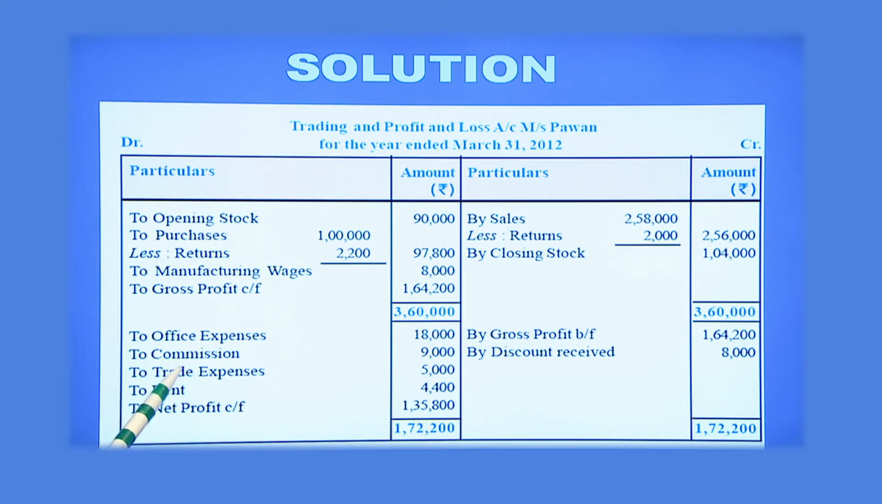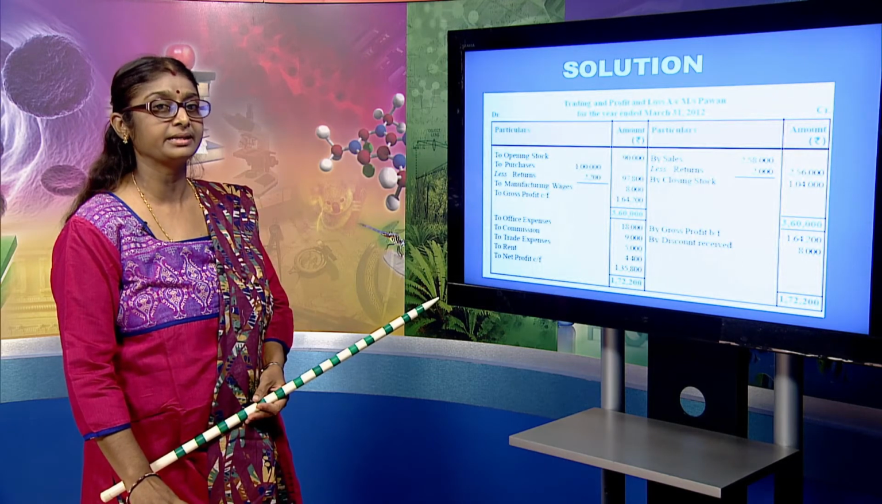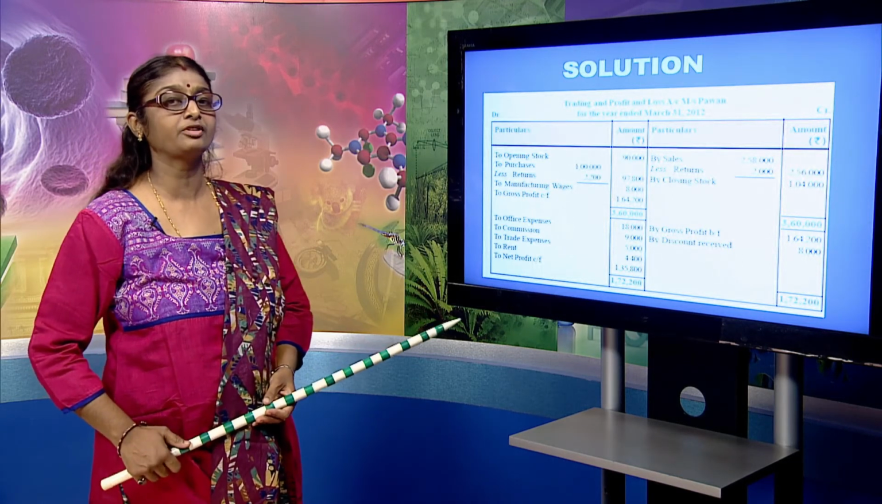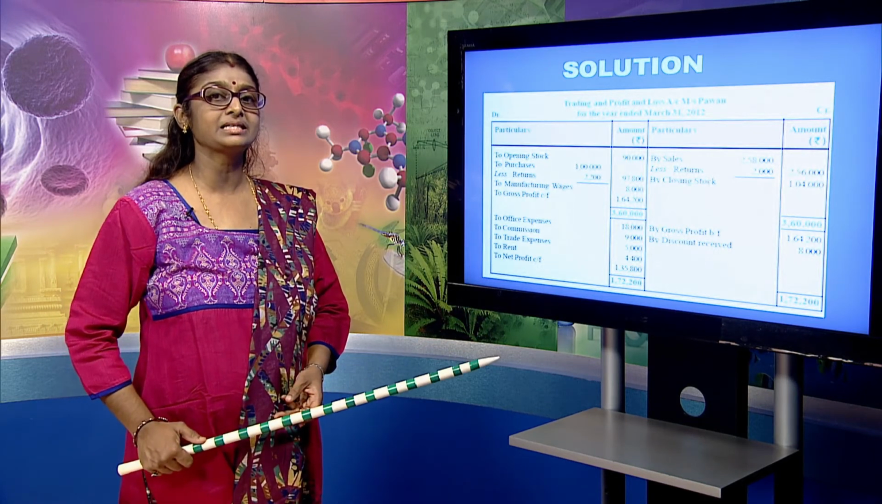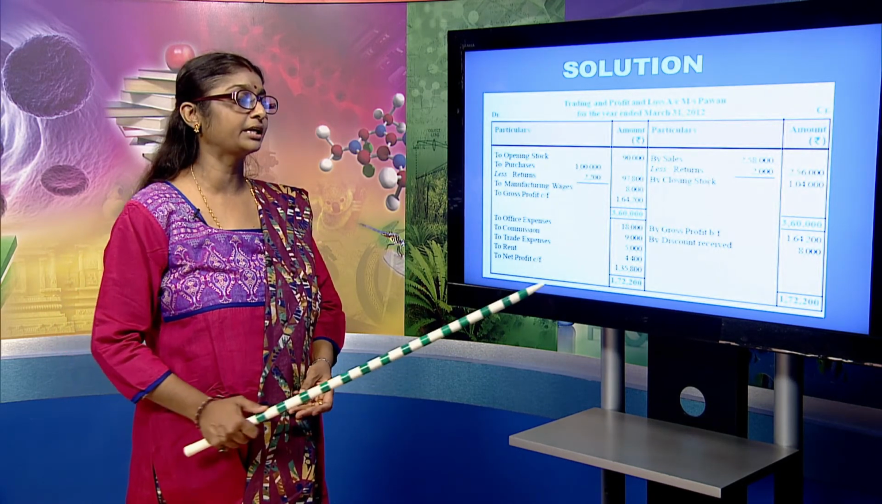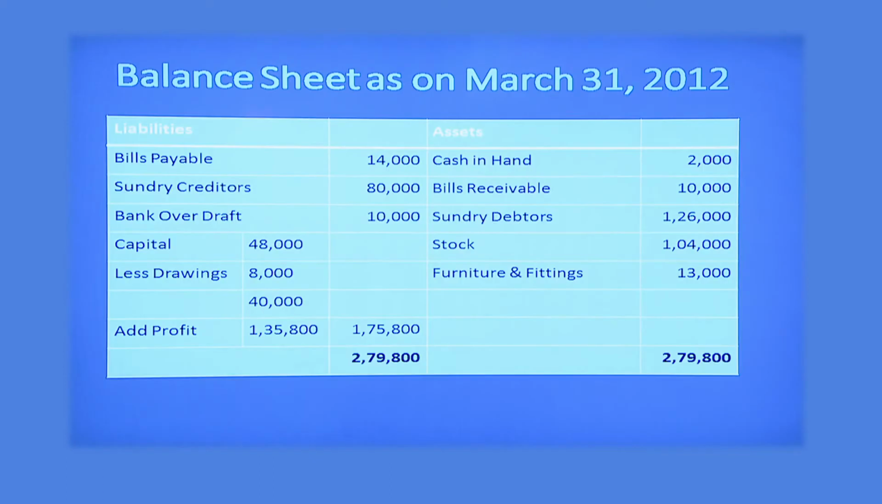And office expenses, commission, trade expenses and rent will be coming on the debit side of the profit and loss account. And discount received is coming on the credit side of the profit and loss account. It is an income, that is why I have written on the credit side. And here also you have to balance the profit and loss account, find out the total on both sides, write the biggest total, which came to 1,72,200, and the difference came to 1,35,800, which is the net profit.